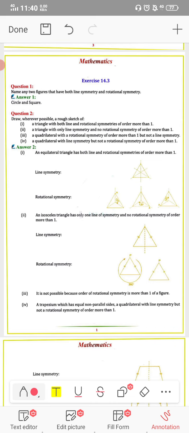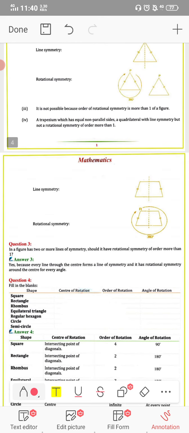Third part, a quadrilateral with a rotational symmetry of order more than 1 but not a line of symmetry. So it is not possible to get rotational symmetry if there is no line of symmetry in any shape. Fourth question, a quadrilateral with line symmetry but not a rotational symmetry of order more than 1. So a trapezium has equal and non-parallel sides, a quadrilateral with line symmetry but not rotational symmetry.